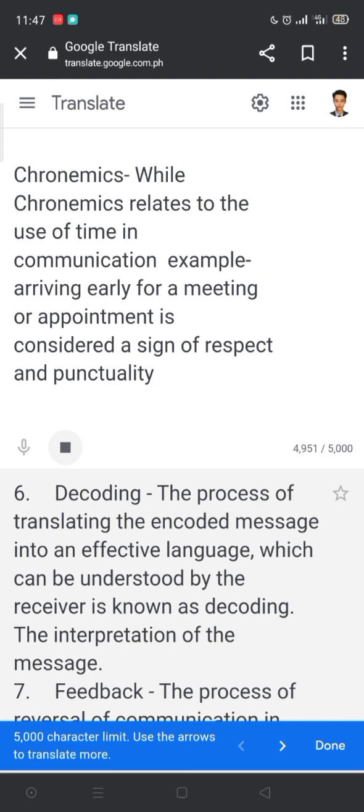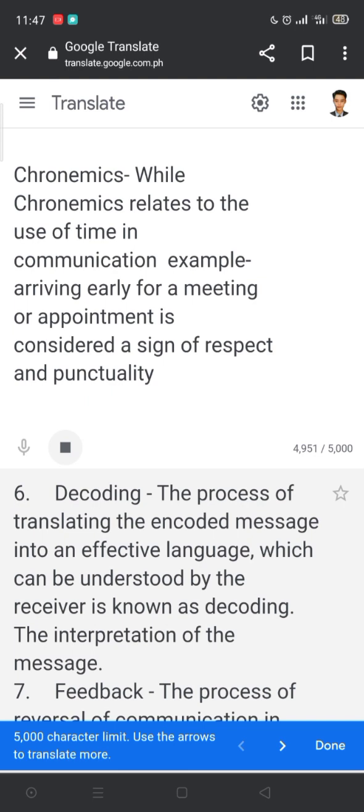Two types of model. Linear model: source, message, receiver. Transactional model: giving feedback. ABX model: social equilibrium. Example: source, message, conflict, receiver.